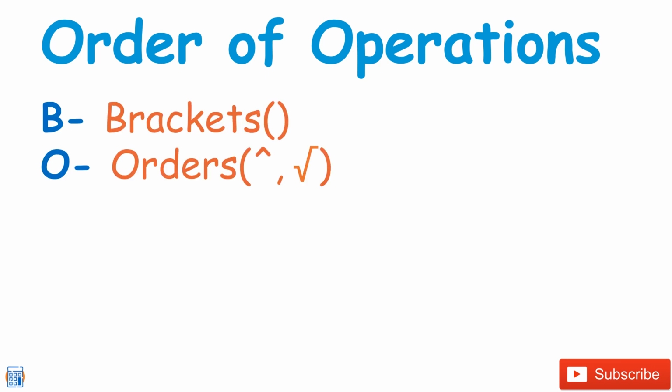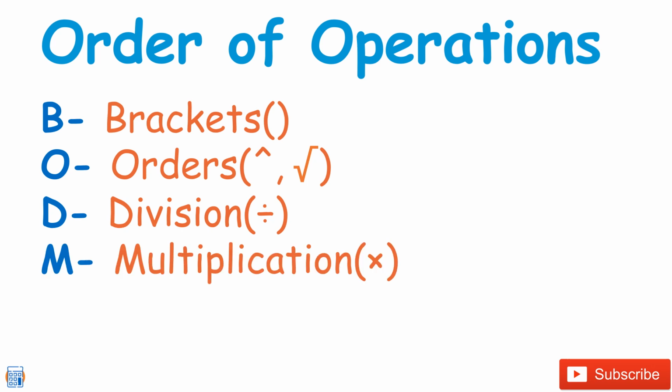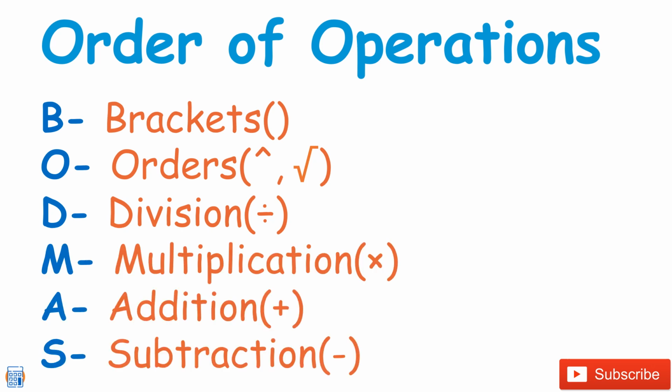So you might be thinking, well, what is the order? What is the order of operations that I would do? So it's very easy to remember. It's brackets, orders, division, multiplication, addition, and finally subtraction. So as you can see on the left, it spells out BODMAS. It's a quick way to remember. Orders is towards the power of 2, so that's a square or a square root.